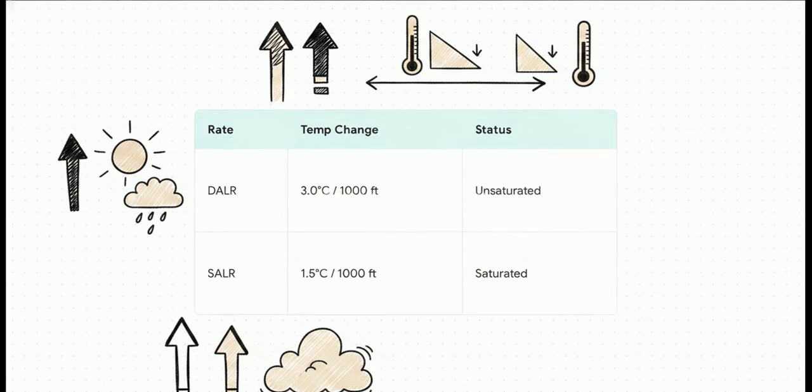The key is in the difference between them. Unsaturated or dry air cools much faster as it rises compared to saturated air. But why? Well, because when air is saturated and condensation happens, it releases latent heat, and that release of heat actually offsets the cooling process. So saturated air cools at a slower rate as it gains altitude.